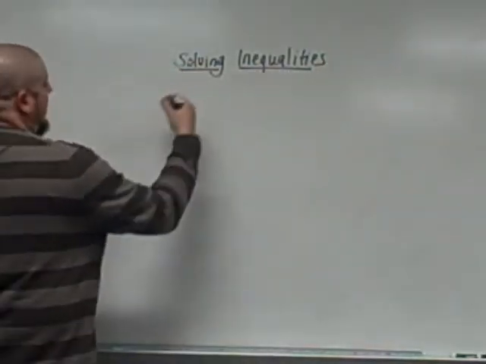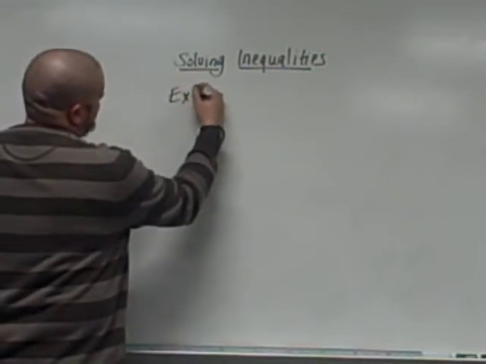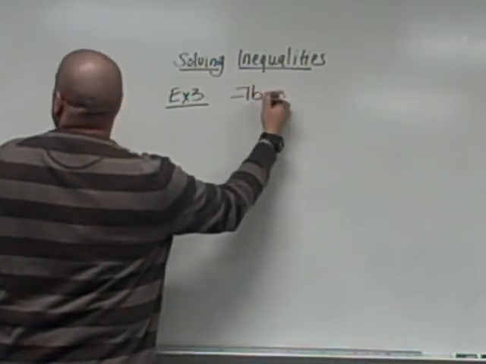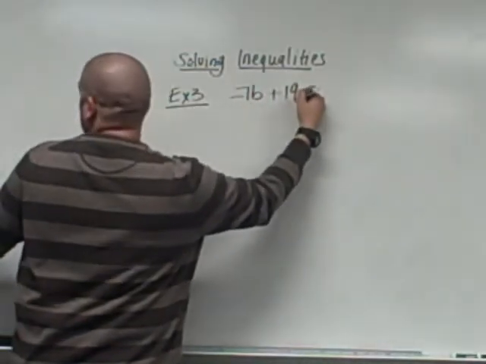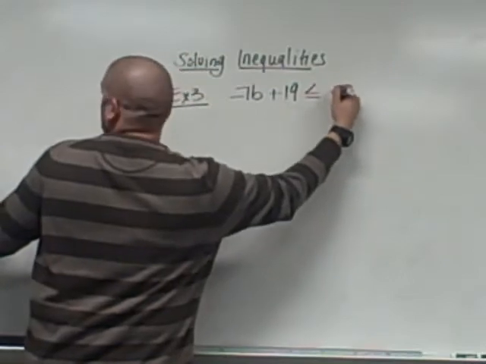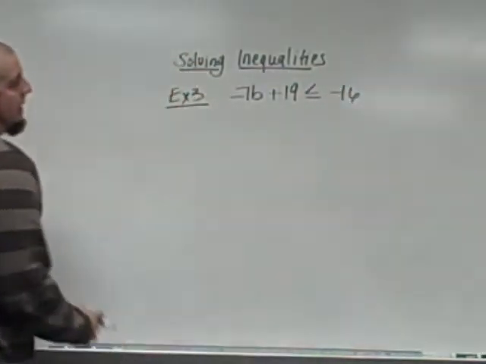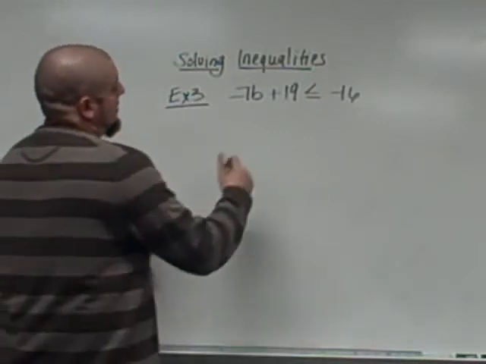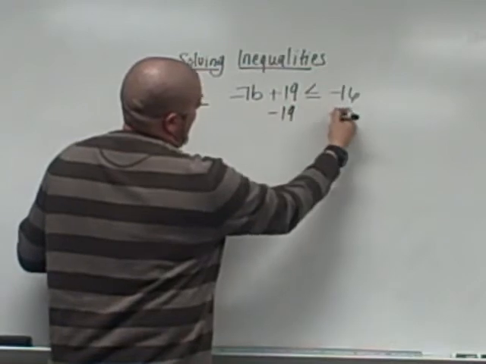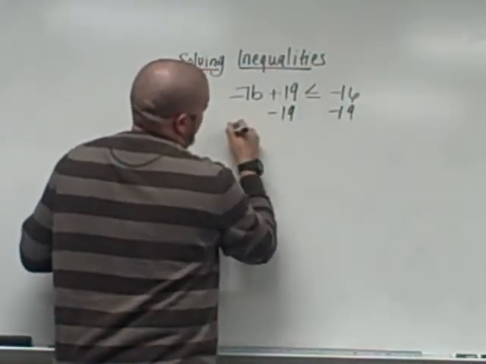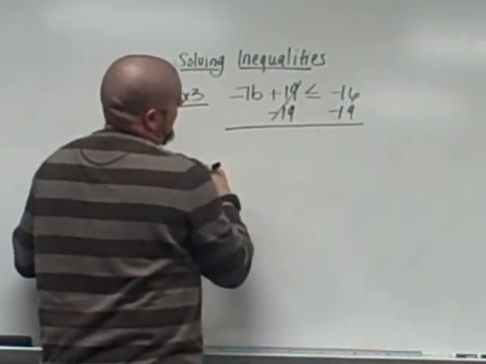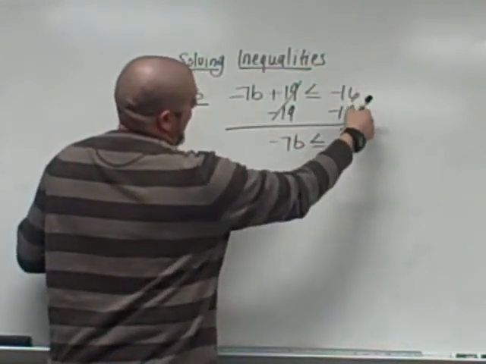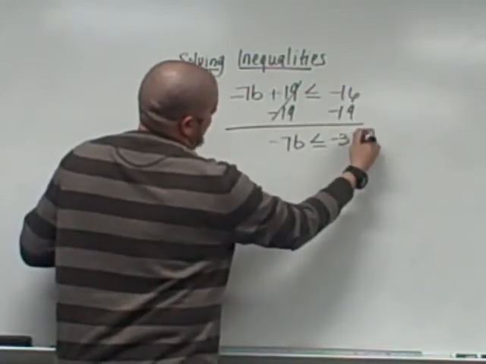All right, example 3. It's going to be a multi-step problem. So we're going to do negative 7b plus 19 is less than or equal to negative 16. Again, we solve this like any other equation. Start off by subtracting 19 from both sides. This leaves you with negative 7b is less than or equal to... 6 and 9 is 15, carry the 1, negative 35.